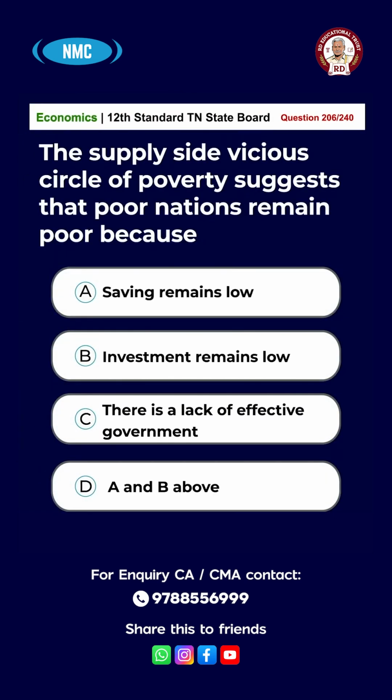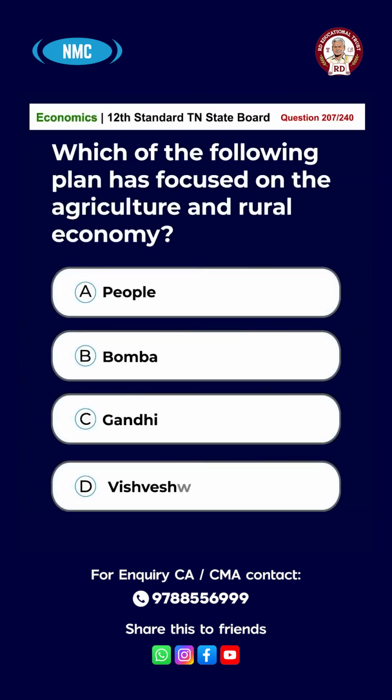Question number 206. The supply side vicious circle of poverty suggests the poor nations remain poor because A. Savings remain low. B. Investment remains low. C. There is lack of effective government. D. A and B. The answer is option D. A and B.